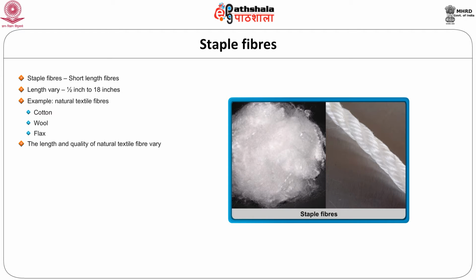The length and quality of natural textile fiber vary according to seed variety, quality of soil, fertilizers, climatic conditions, cultivation methods and fiber extraction or collection methods. The artificial staple fibers are produced as long filament and cut into small lengths determined by the end use desired.